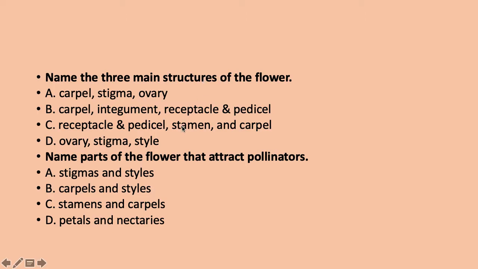Well, guys, what's the receptacle? It's the base that everything attaches to. Right, the petals, the male parts, the female parts. So it's C. You got the base, and this is also part of that base. Stamens, they're male parts. Carpel, female parts. Okay, so C. Name parts of the flower that attract pollinators.